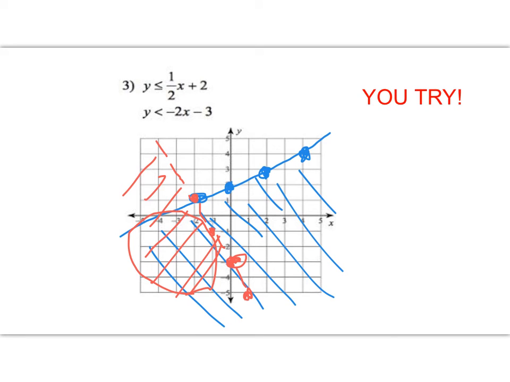So now that you have solved the problem, that's what you should have gotten. For the first line, you're going to want to shade down towards the bottom of the y-axis. And for the other one, you're going to shade down. And where they overlap is the bottom corner of the left of the y-axis, right there where I circled.